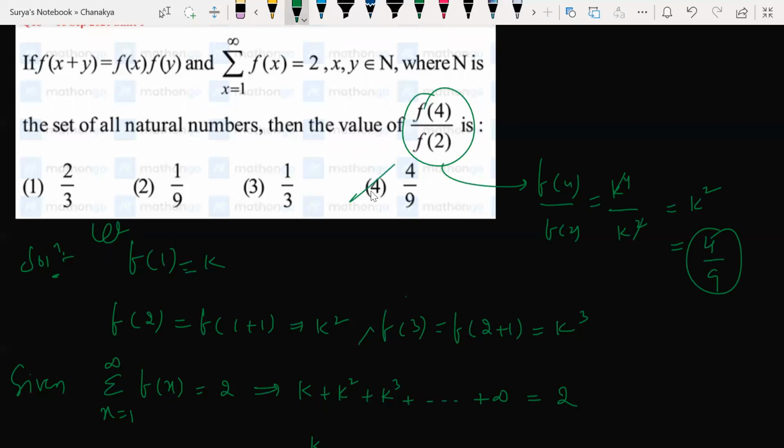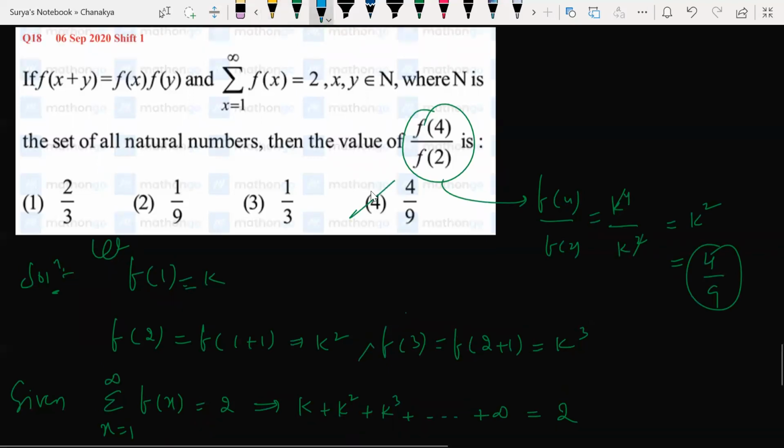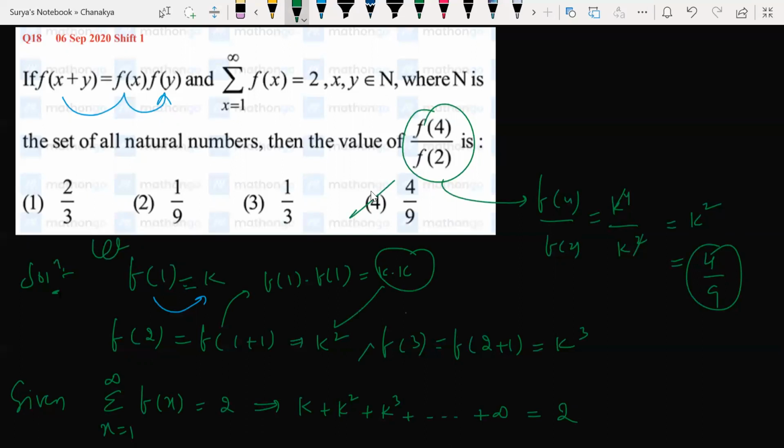Any doubts? You understand my point here, guys? f of x plus y is equal to f of x into f of y, given. So f of 1 is equal to k, I took. f of 2 is f of 1 plus 1, which can be written as f of 1 into f of 1, k into k, nothing but k square. f of 3 is nothing but f of 2 plus 1, f of 2 into f of 1.